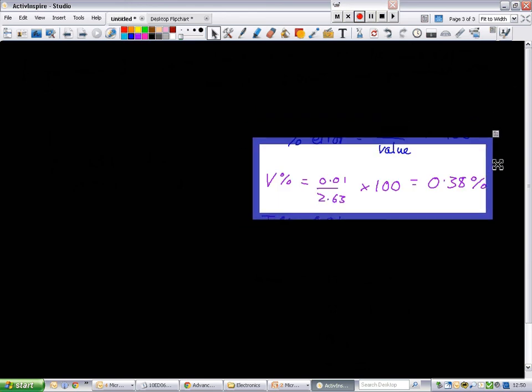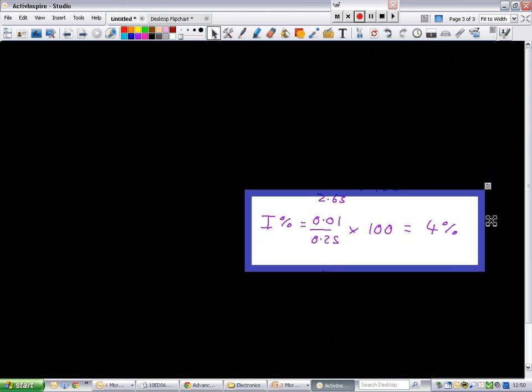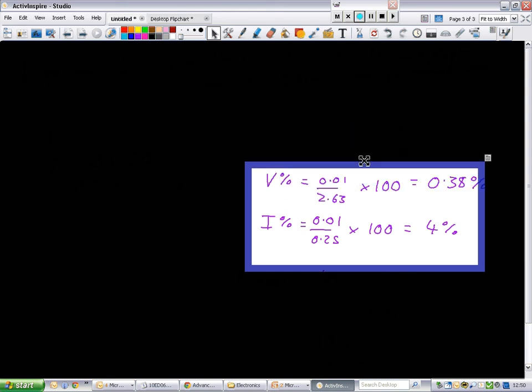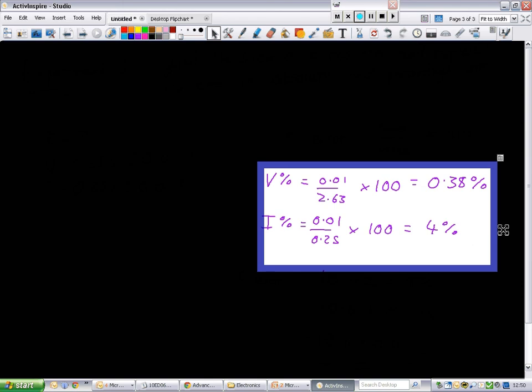So for voltage, 0.01 is the error, 2.63 is the value, multiplied by 100 we get 0.38%. It's not hard to see that current has a smaller value of 0.25, so therefore the 0.01 is going to be a larger percentage than that, so that's 4%. So we've got two values now, two percentage values. We now need to decide which one of those to use. And the answer to that is the biggest one.